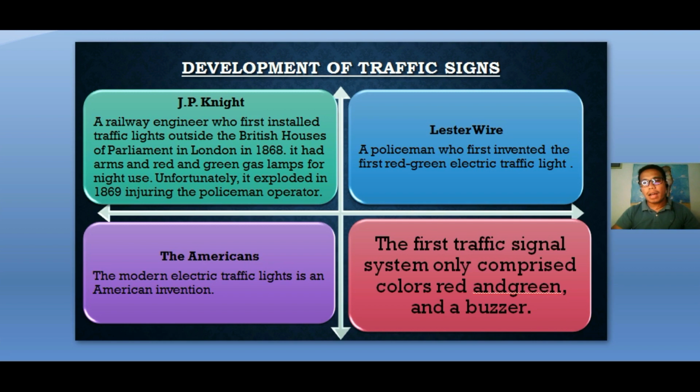The colors in the traffic light installed by Lister Wire were the same, and these were red and green. We also have the Americans. The modern electric traffic lights is an American invention. So this is one of the important notes that you have to remember, that our traffic lights that we can see today in our society were actually made by the Americans themselves. The first traffic signal system only comprised of the colors which were red, green, and there is accompaniment of a buzzer. So those are the historical background of traffic management.